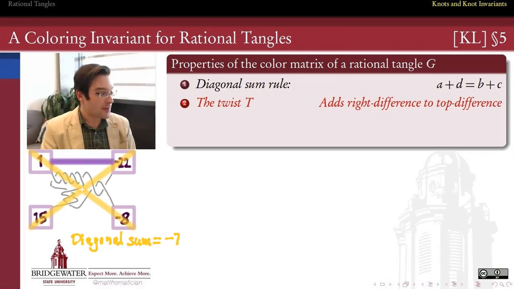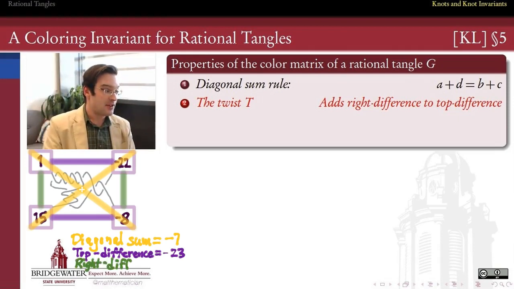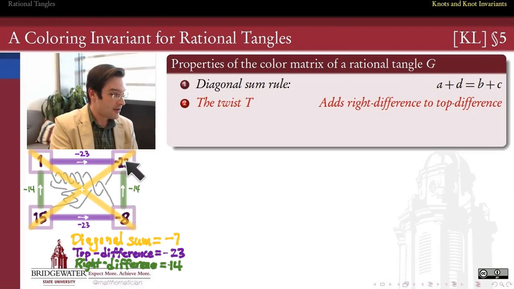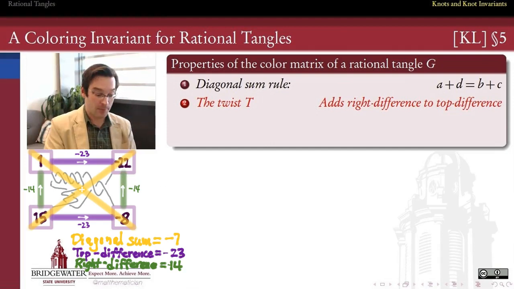So let's take the tangle we've been working with here. Its diagonal sum was -7. The top difference, and when I say top difference, what I'm going to mean is this entry minus that entry. So that ends up being -23, which is the same on the bottom as it is on the top, according to the diagonal sum rule. And its rightward difference, which I'm going to think of as this number minus that number, that right difference is -14. So that's what we know about this original tangle.